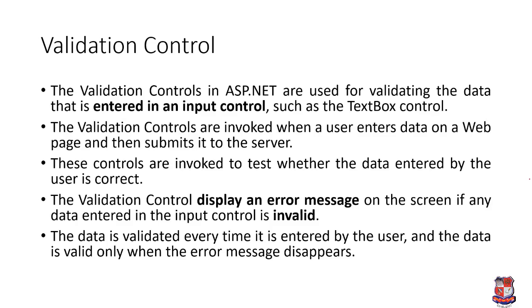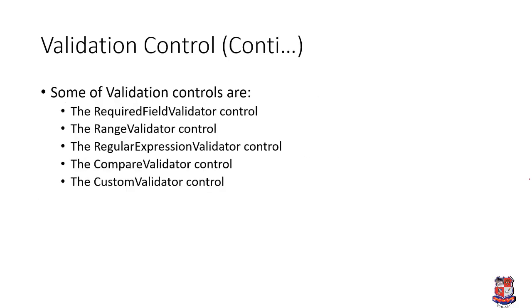The data is validated every time it is entered by the user, and the data is valid only when the error message disappears. So every time the user enters data, the validation control validates it, and it gives the error message until proper data is entered. If the user enters valid data, then the error message will disappear.